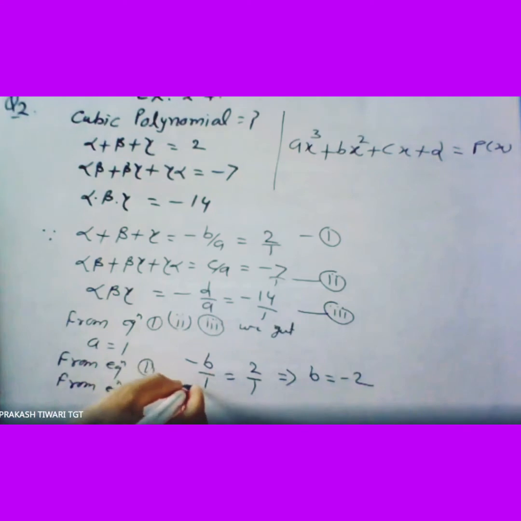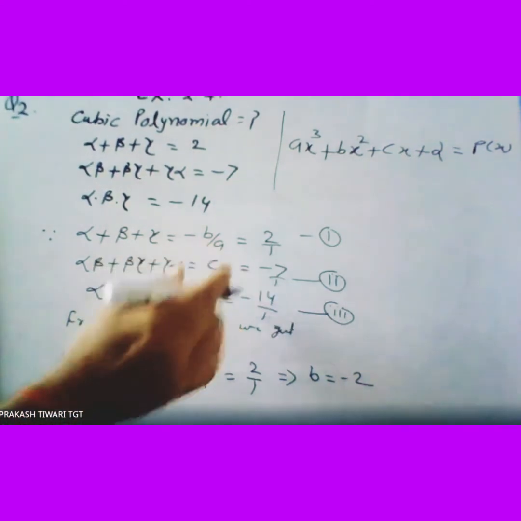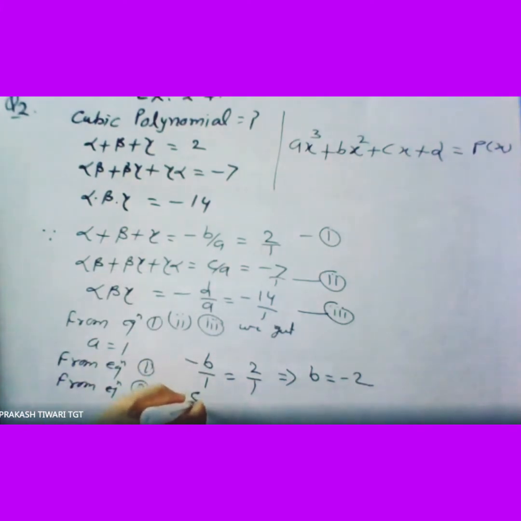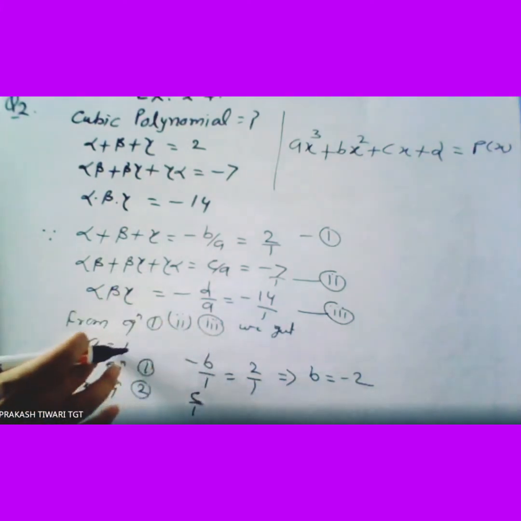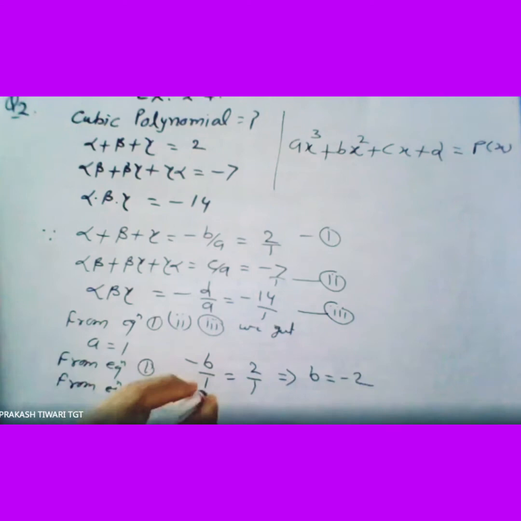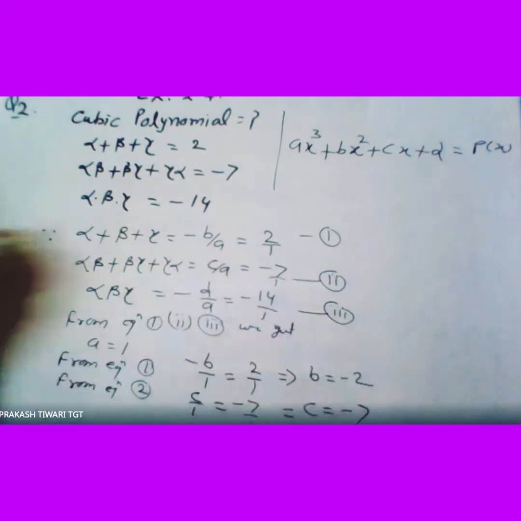This is minus 7 upon 1, sorry, c upon a. Here a is 1 already, you have to find a equal to 1. So dear, this is minus 7 upon 1. So dear, you can say that c equal to minus 7. c का वैल्यू भी पता चल गया.